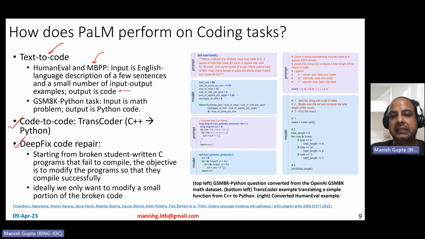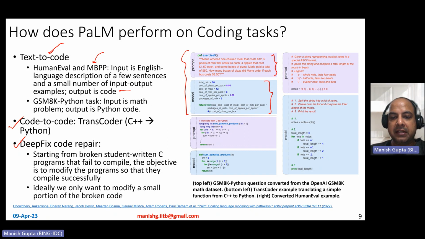So for example, this is an example of a prompt and the output from the model. Here is a math word problem. Mary ordered 1 chicken meal that costs $12, 5 packs of milk that cost $3 each, 4 packs, and so on and so forth, right? And then the model actually outputs a program so as to compute the number of boxes of pizza that Mary ordered if the box costs $8.5. So that's an example of the GSM 8K Python task.